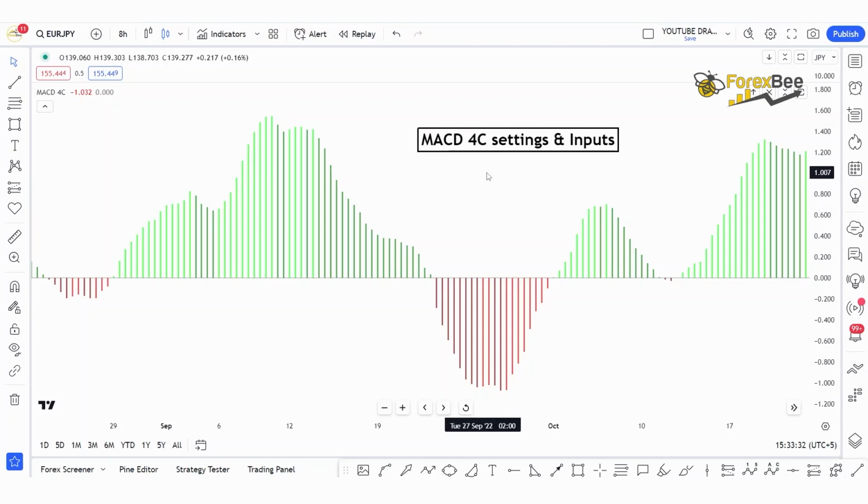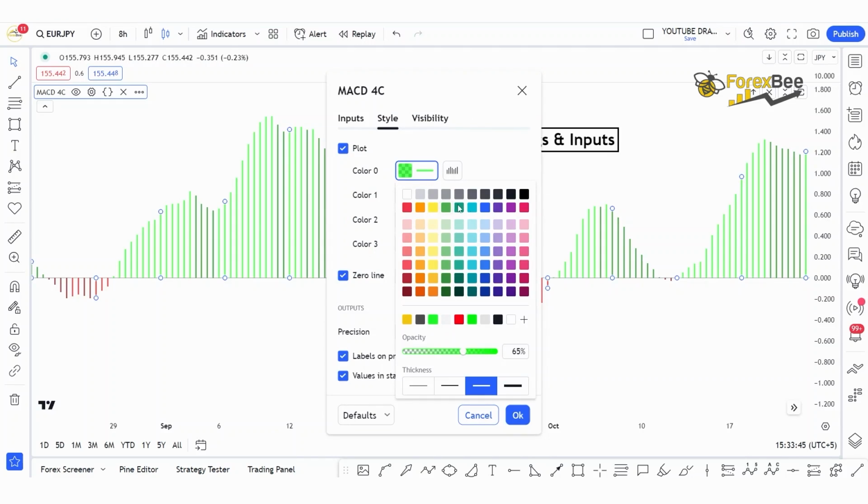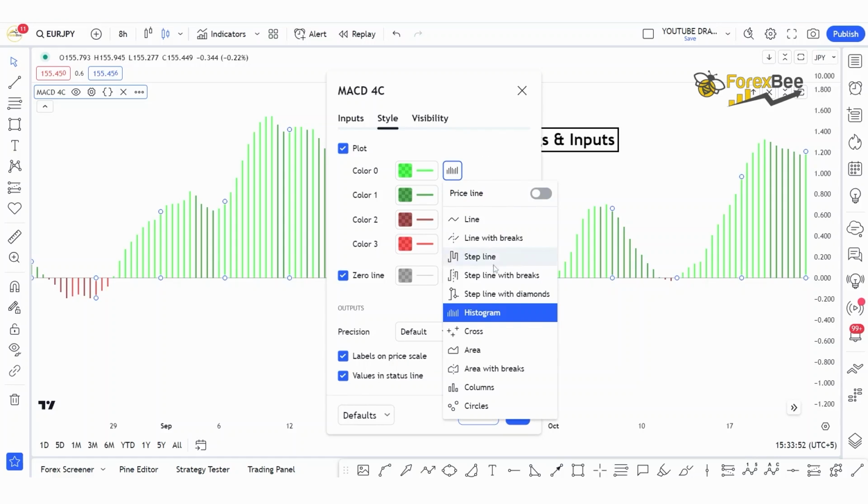If we have a look at the MACD forex indicator settings and inputs, you have to simply double-click this histogram, and a window will pop up which will show four different colors. You can change these colors according to your preference and choice. You can also change the look of this indicator. Traditionally, this indicator is represented in the form of a histogram, but you can change it into the form of lines or crosses or areas according to your personal choice.